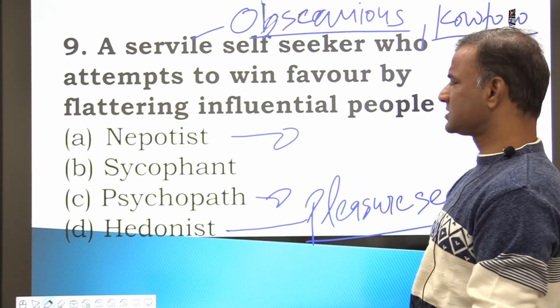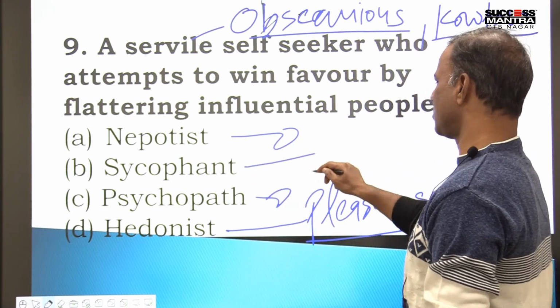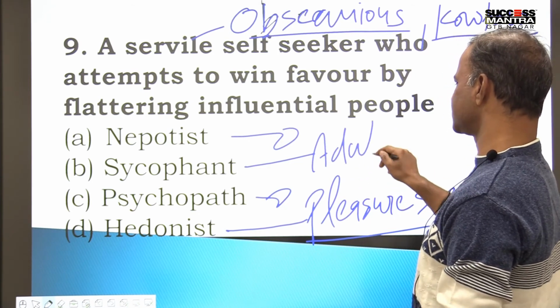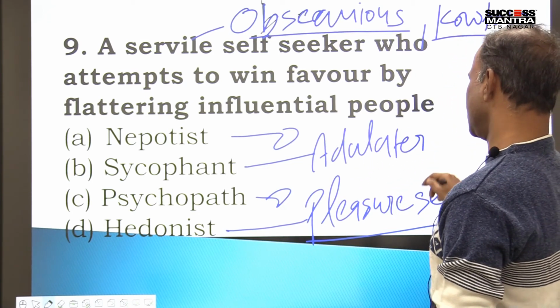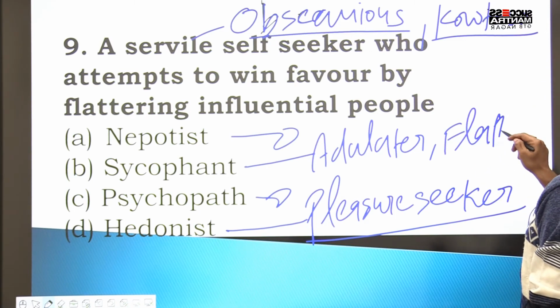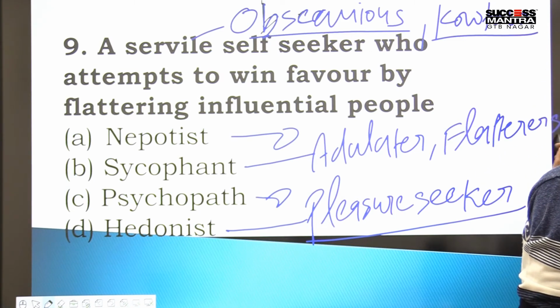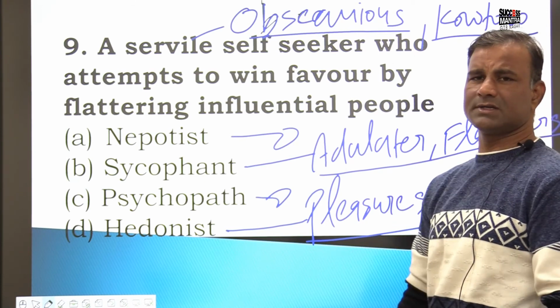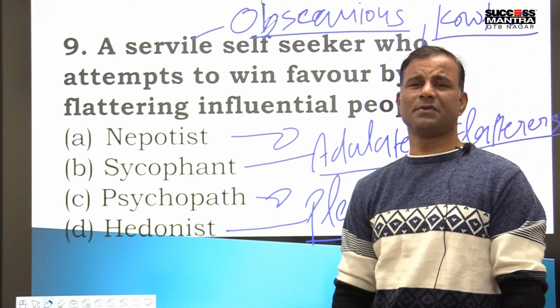And what do you call sycophants? Sycophants are basically called adulators, and you can say flatterers. These are those people who believe in flattery, and they are flatterers, right? Adulators. I don't believe in sycophancy at all.